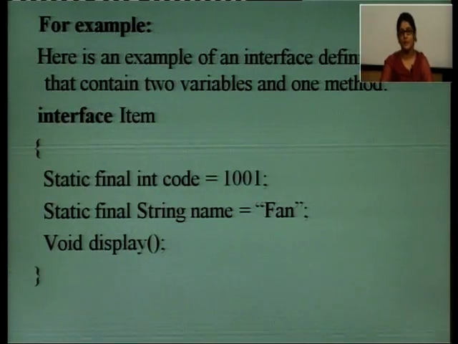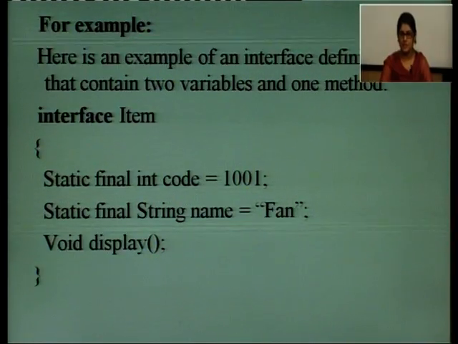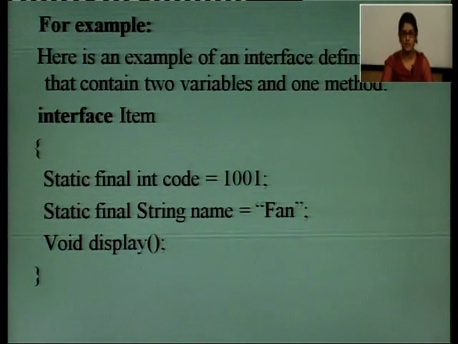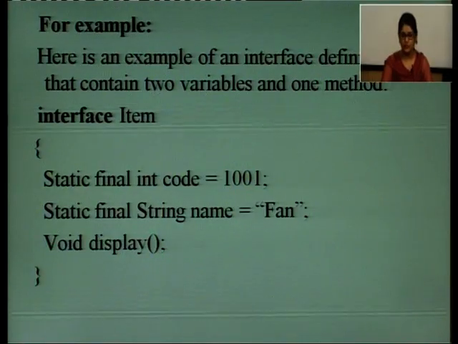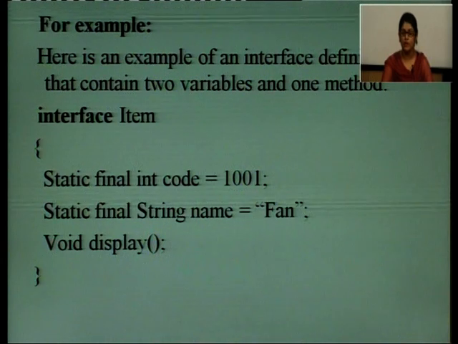For example, here is an example of an interface definition that contains two variables and one method. That is interface item. Interface is the keyword, item is the name of the interface. Then within curly braces I have written static final int code. Static is the keyword, final is also a keyword which declares that the value of this variable will not be changed, hence it is constant.